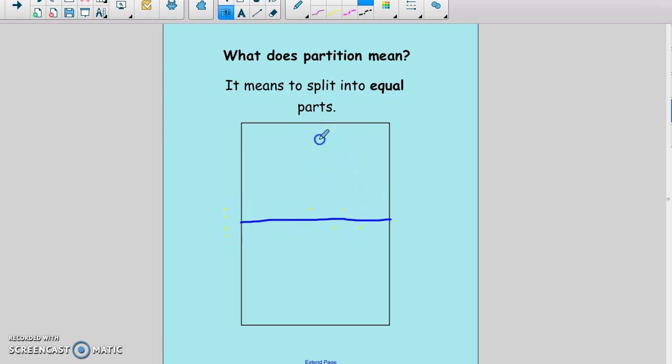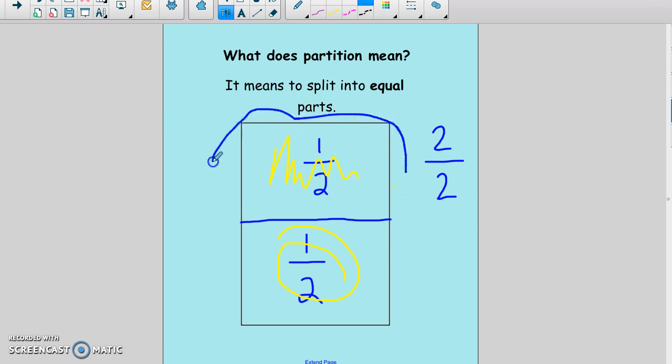And now we've created 1/2 on top and 1/2 on the bottom. And again, we can see that this 1/2 and this 1/2, if I put them together, I will get 2 halves. One from the top and one from the bottom. And those 2 halves make up my whole rectangle here. When I put those 2 halves together, I get a whole rectangle.